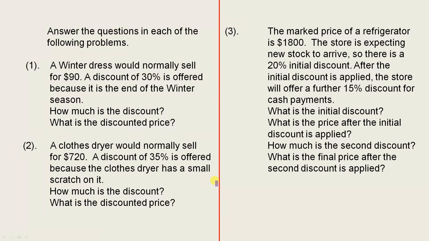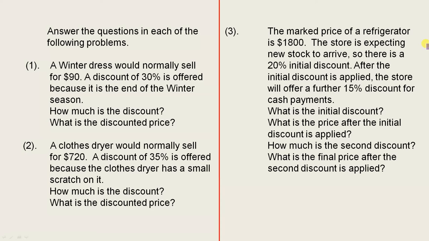Number 2. A clothes dryer would normally sell for $720. A discount of 35% is offered because the clothes dryer has a small scratch on it. How much is the discount? What is the discounted price?